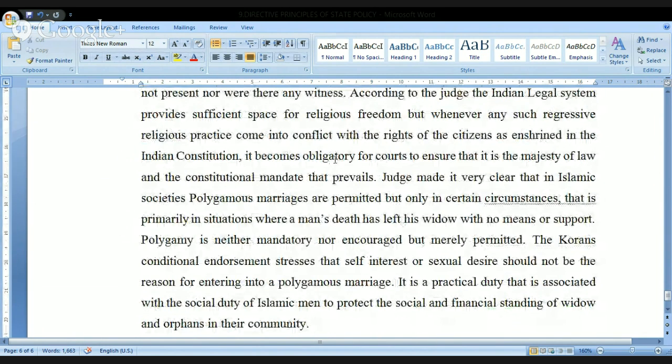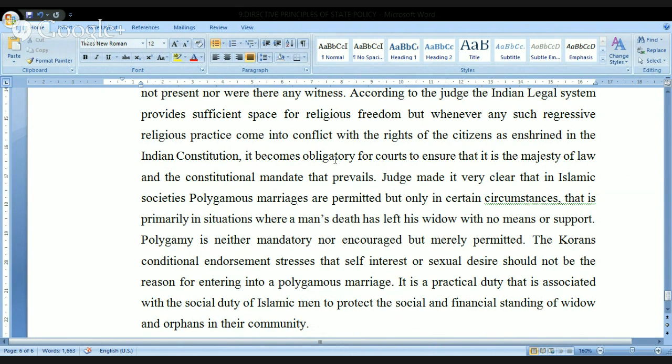polygamous marriages are permitted, but only in certain circumstances. Yes, the judge has said very clearly that in Islamic societies, polygamous marriages are permitted, but only in certain circumstances. That is, primarily in situations where a man's death has left his widow with no means or support. Polygamy is neither mandatory nor encouraged, but merely permitted.